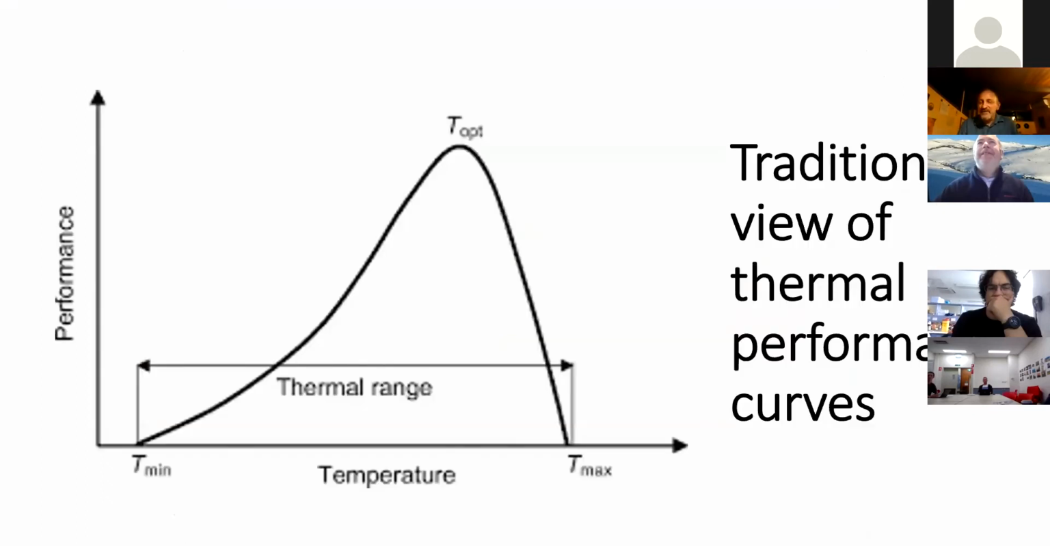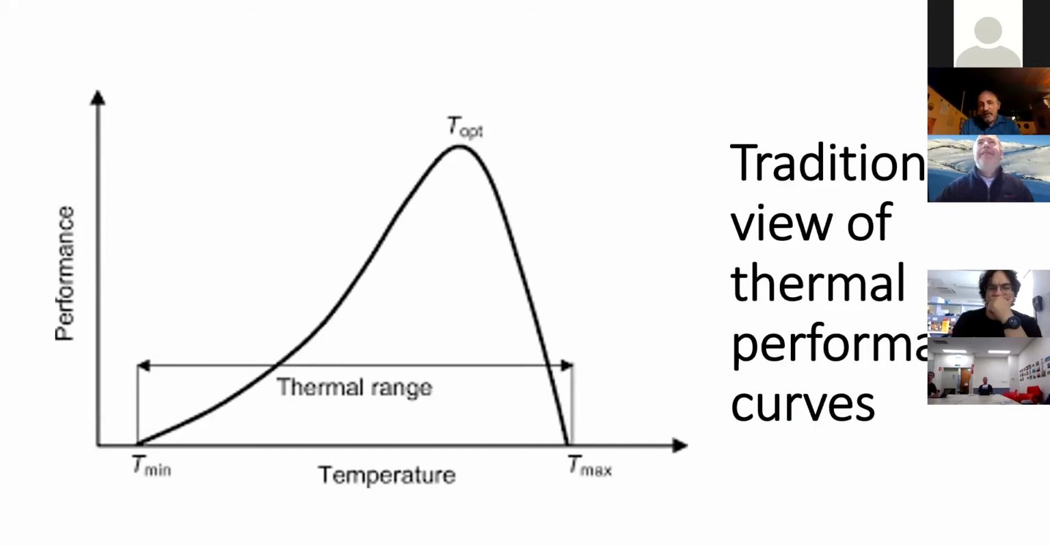So if we look at a classic textbook example of traditional views of thermal performance curves, they seem reasonable. You have this range of temperatures between Tmin and Tmax. Some people would call that a CTmax. And some optimal temperature where the performance is the greatest.